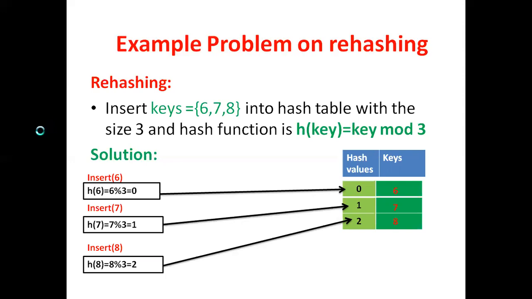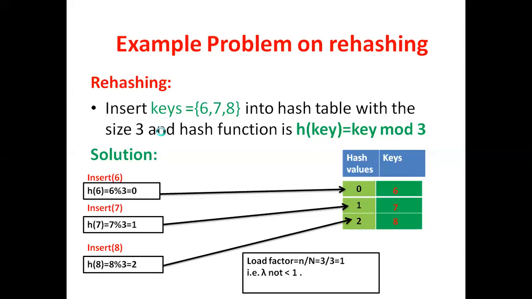What is small n and capital N? Small n is the number of keys, 1, 2, 3, so 3 keys are there. Capital N is the table size, that is 3. So 3 by 3 means 1. We want the load factor to be less than 1, but here your load factor is 1.